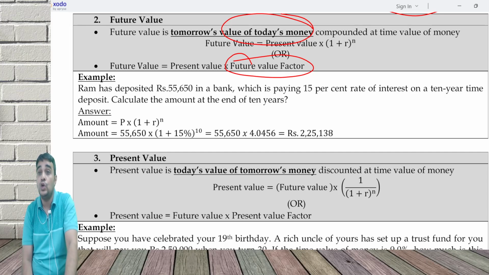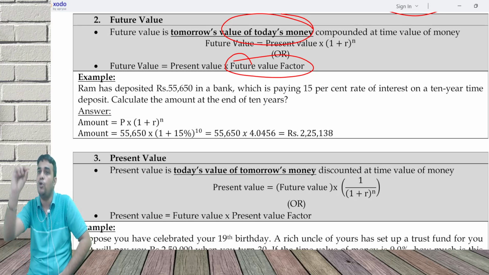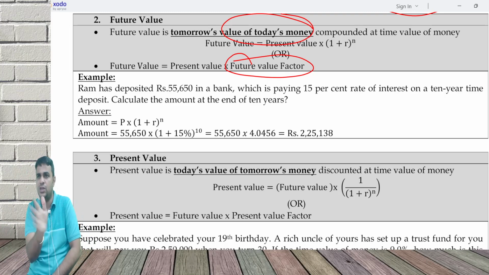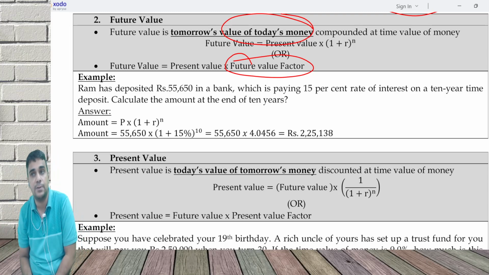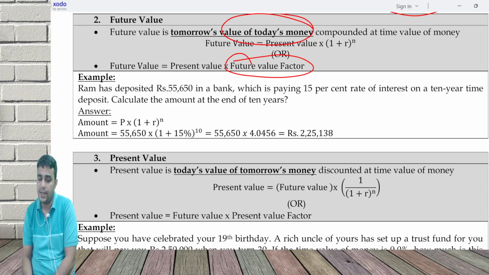Present value is today's value of tomorrow's money, discounted at the time value of money. Here I'm employing the discounting technique. There I'm employing the compounding technique. Compounding means value will go up. Again, understand the importance: value and worth are different. It's the absolute amount which is going up. There is no improvement in the per se value of that money. The worth remains the same original value because of inflation.